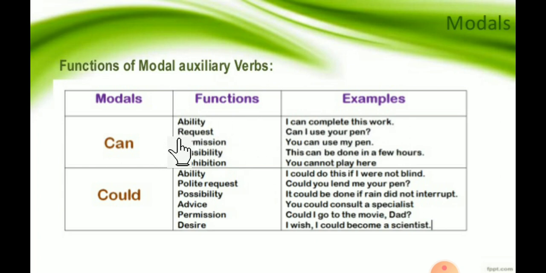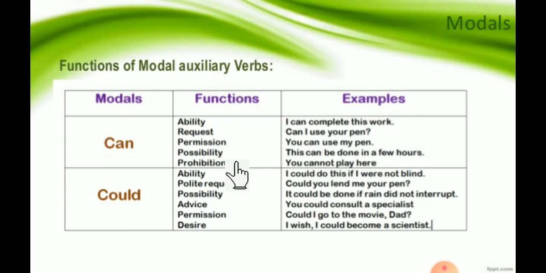Now suppose a request is there. How can we write? Can I use your pen? I am requesting you, I just want your pen. Now the third one is permission. If you give permission to another person, you can write like that: You can use my pen.